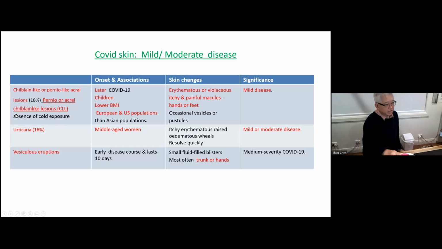It's not chronic lymphatic leukemia, it's chilblain-like lesions, seen in teen children and more in European, so you may not see it in the Asian population. The painful lesions are exanthematous, pink or violet in color, very mild. Urticaria comes and goes, and is also mild, and vesicular eruptions are most often on the hands or trunk, but they're medium.